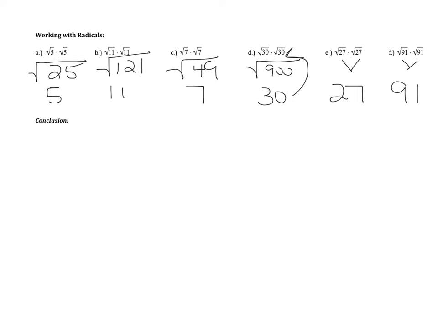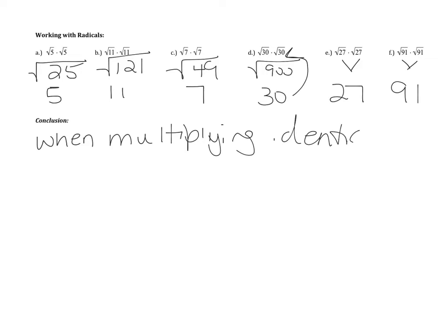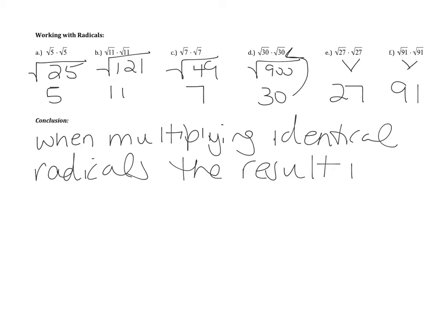So the conclusion I'm hoping that you came up with here is that when multiplying identical radicals, the result is the radicand, right? Remember, the radicand is the expression inside the radical symbol, right?